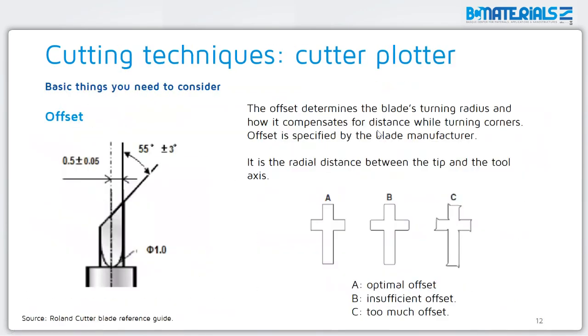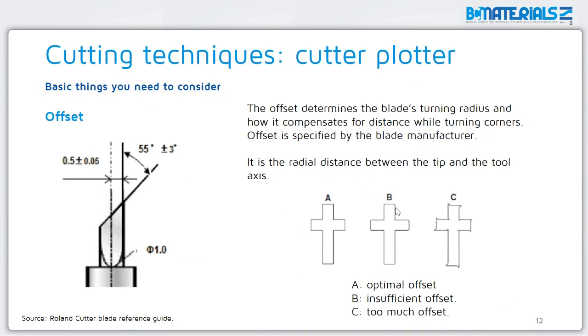Okay, so how does it work? As I said, it's a freestanding blade. But the blades, which are these ones, have this shape. As you can see, there's a small offset between the tip of the blade and the axis of the tool, and this offset determines how the blade is turning with the movement of the material. If the offset is correct, you get a nice result.